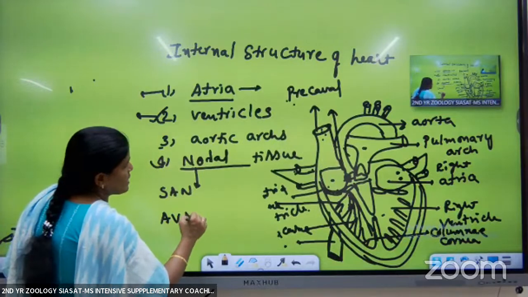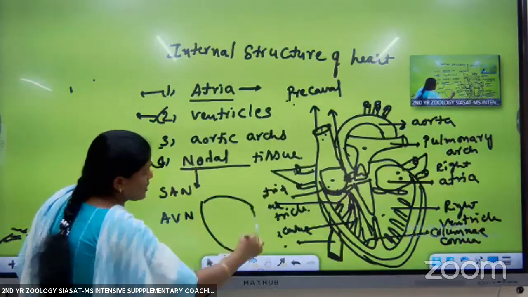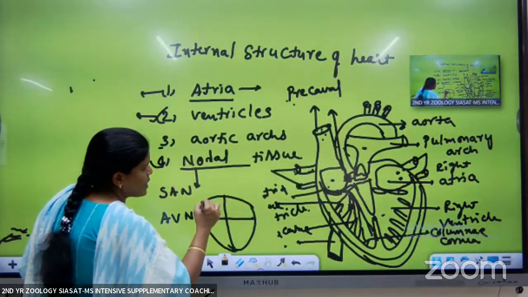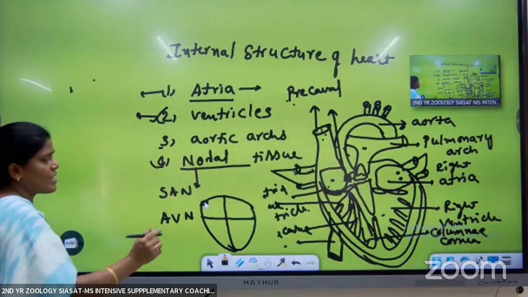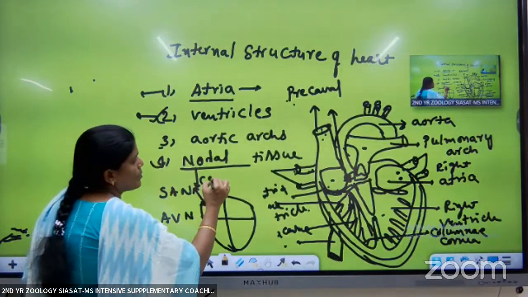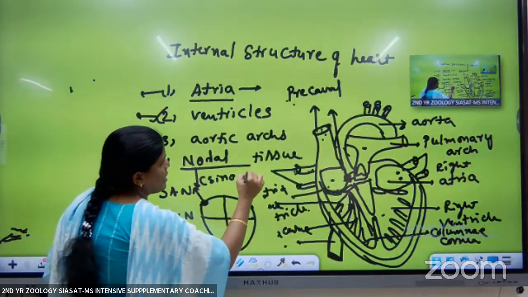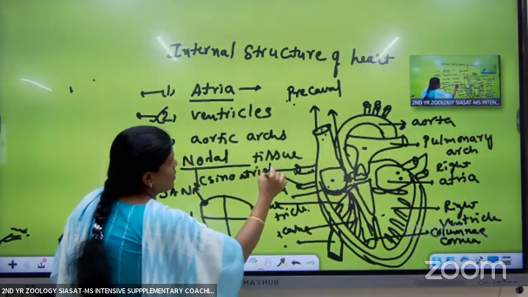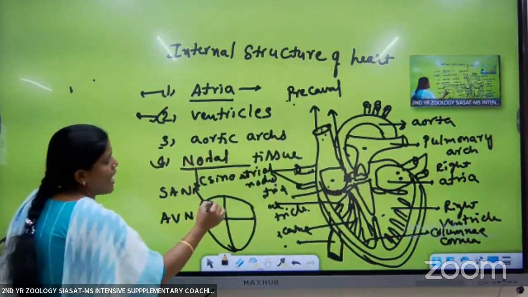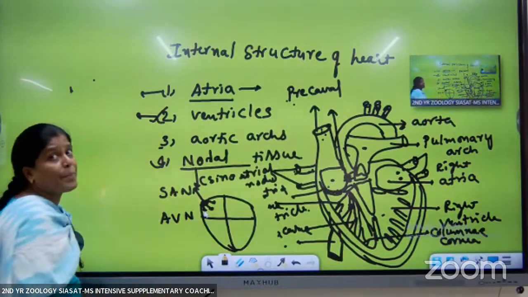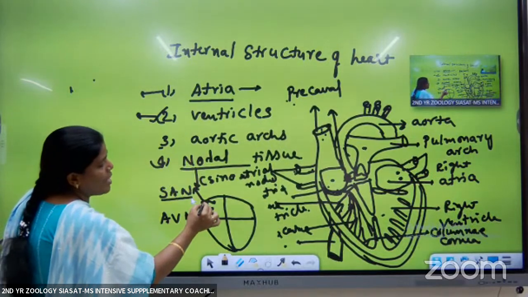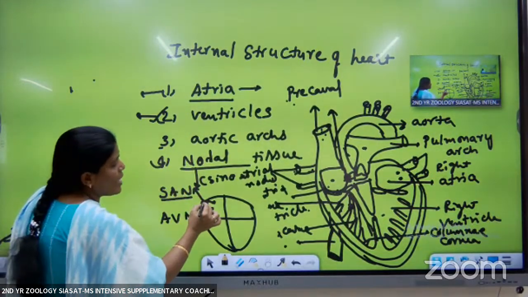Where are they present? For example, this is the heart, the right atrium. In this place, one specialized muscle will be there. That specialized muscle we call the SAN, also called the sinoatrial node. The sinoatrial node is the pacemaker, meaning it generates the action potential. That's why it is called the pacemaker of our heart. It is a specialized cardiac muscle present in the right side of the right atrium.